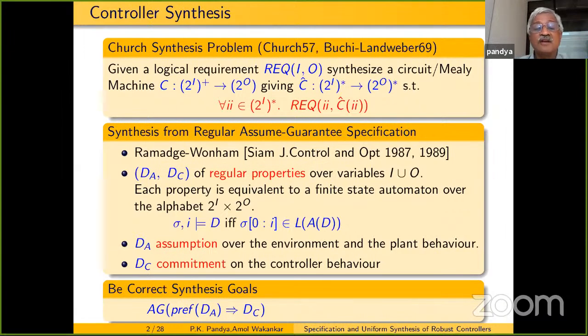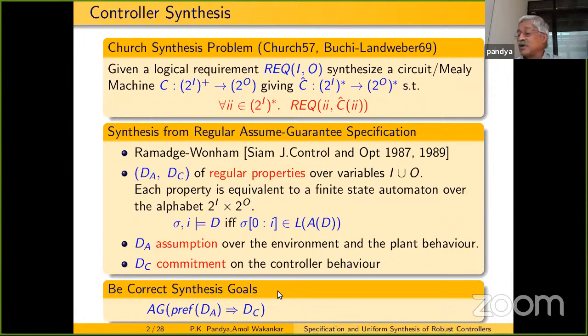Okay. So this is the Church synthesis problem, and it was solved by Büchi and Landweber in '69. But this is a very pessimistic view, a very weak kind of requirement on the controller. It says that if the assumptions are continuously met, then you will meet the commitment. If the assumption goes wrong even once, from then onwards, there is no requirement on the controller to behave in any sensible way, right? So this kind of synthesis is called the B-correct synthesis.